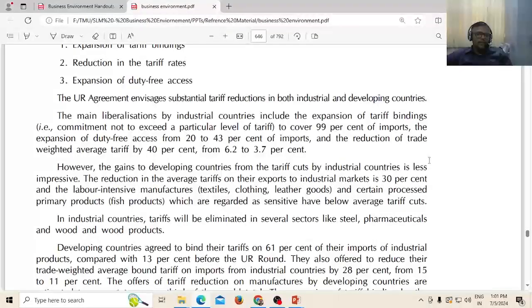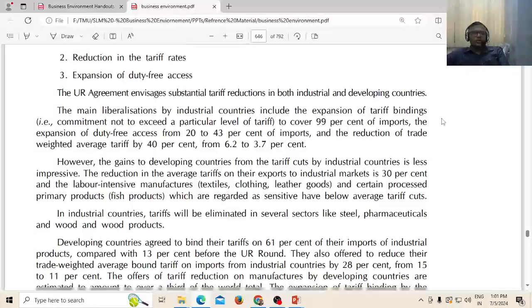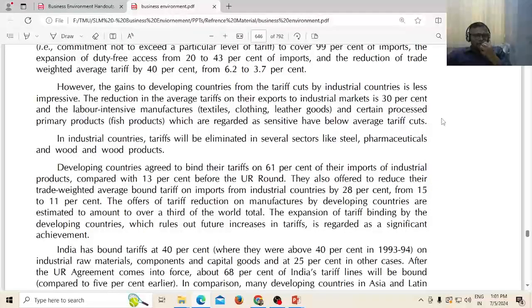The developing countries agreed to bind their tariffs on 61% of their imports of industrial products compared to 13% before the UR. They also offered to reduce their trade-weighted average bound tariffs on imports from industrial countries by 28%, from 15% to 11%. The offer of tariff reduction on manufactures by the developing countries is estimated to amount to over a third of the world total.